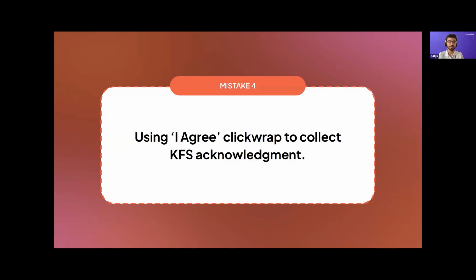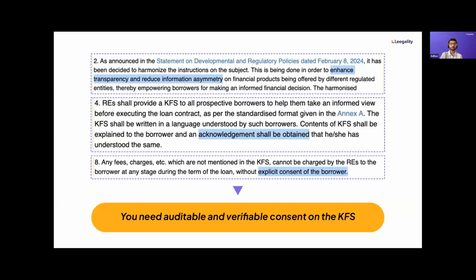So mistake 4, right? Using an I agree clickwrap box for collecting acknowledgement. So let's look at the requirement again. What is this acknowledgement requirement, right? The rules say that acknowledgement from the borrower must be obtained that they understood the KFS. And if as a lender, you need to make any changes to the terms and conditions of the loan, you can only do so after collecting explicit consent from the borrower.